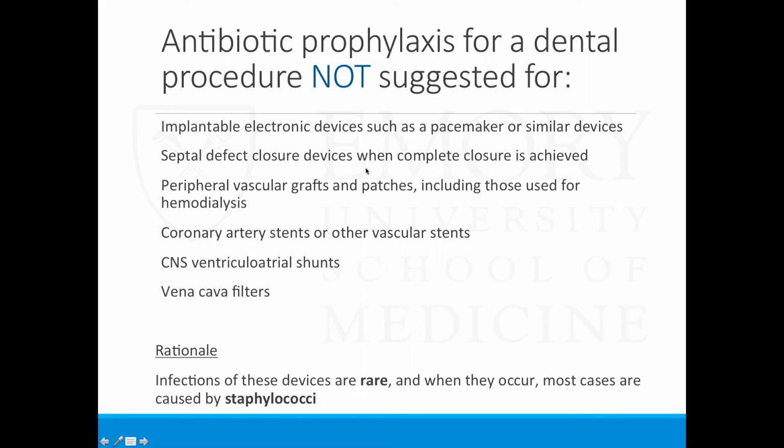Just to kind of round out some other scenarios where prophylaxis is not recommended that might in your mind seem reasonable. As I mentioned before, electronic devices such as pacemakers, defibrillators, you do not need prophylaxis. Septal closure when the closure is complete. Peripheral vascular grafts and things used for hemodialysis access. And of course, coronary artery stents, CNS shunts, and also IVC filters. You do not need prophylaxis, not indicated in those situations. And the rationale behind that was infections of these devices are rare, but when they happen, they're usually caused by staph and not strep, so usually not related to oral flora.